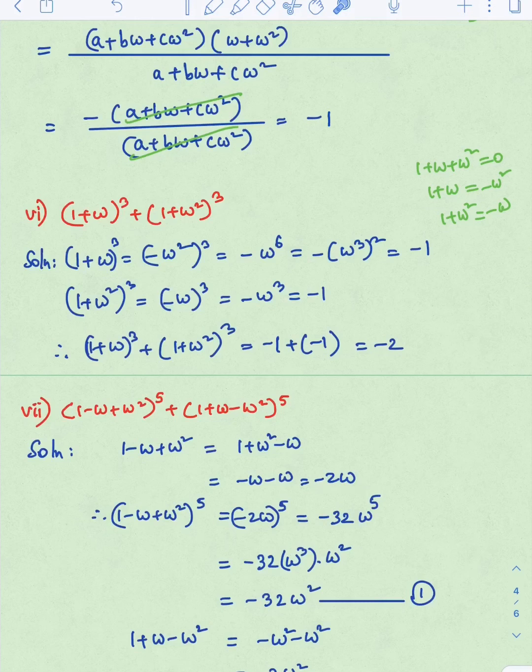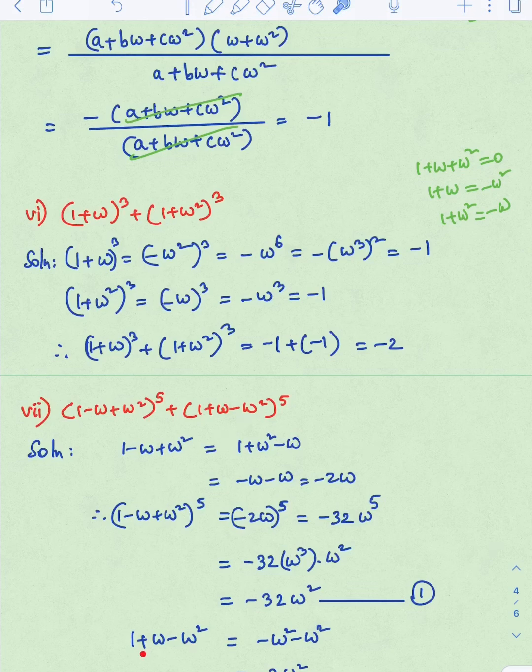Now comes to power 5. Put power 5 both the sides. So you get whole power 5. Here minus 2 omega whole power 5. That is minus 5 times, odd number of times, you get minus only. 2 power 5, 2 2s are 4, 2 4s are 8, 2 8s are 16, 2 16s are 32. Omega power 5. So minus 32. How many cubes are there? 1. Omega cube into omega square. 3 plus 2, 5. Omega cube is 1. That's why minus 32 omega square is the value of this.